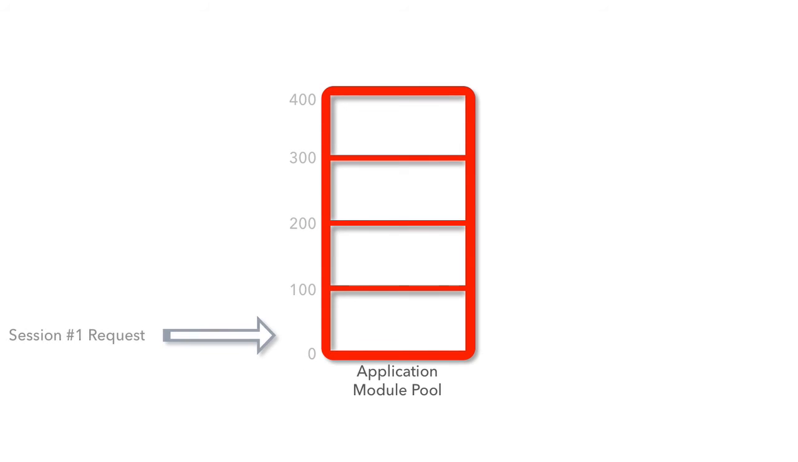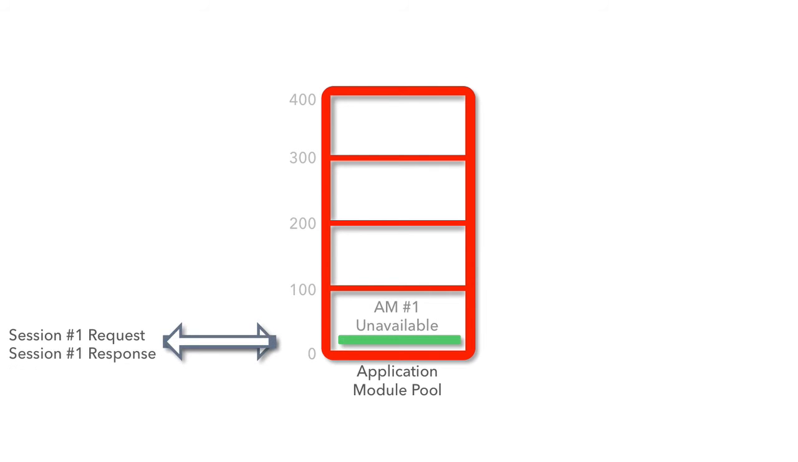Now imagine our very first request for our very first session hits our application and requires an application module from the AM pool. The AM pool in this case will need to instantiate an AM. Let's call it AM number 1. Then make it available to session number 1 to fulfill its request.